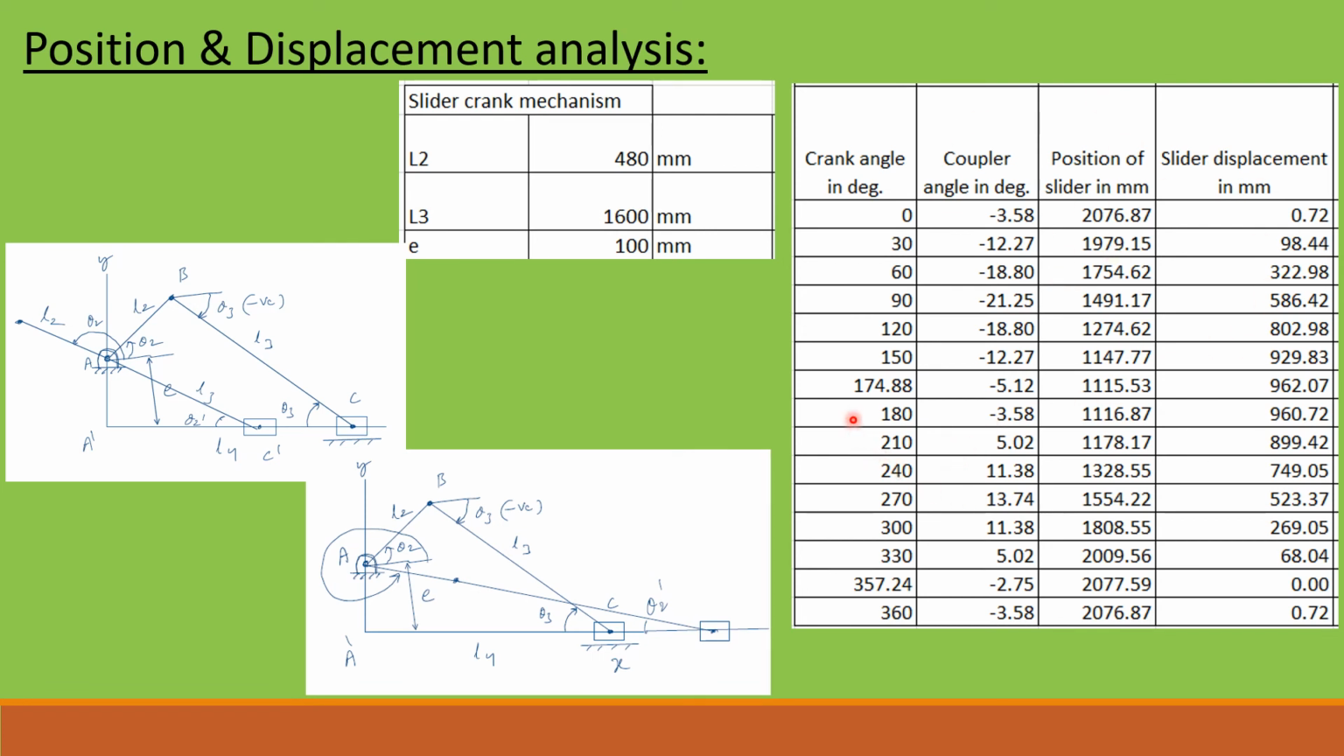So at angle 174.88 degrees, that is at the leftmost point of the slider, we call that maximum displacement, 962.07 millimeter. At angle 357.24 degrees, that is when the slider is at the rightmost position, we call that zero displacement. So in the next slides, let us discuss graphs.